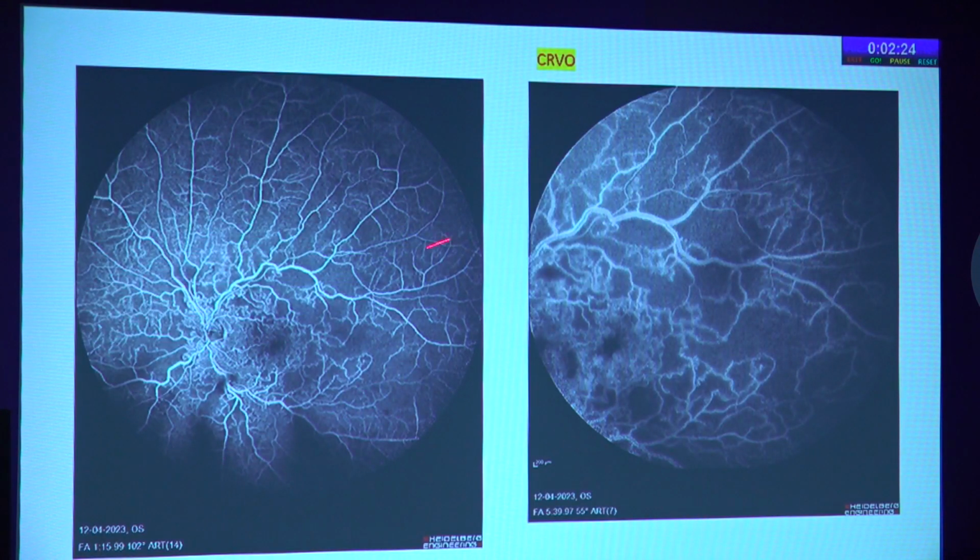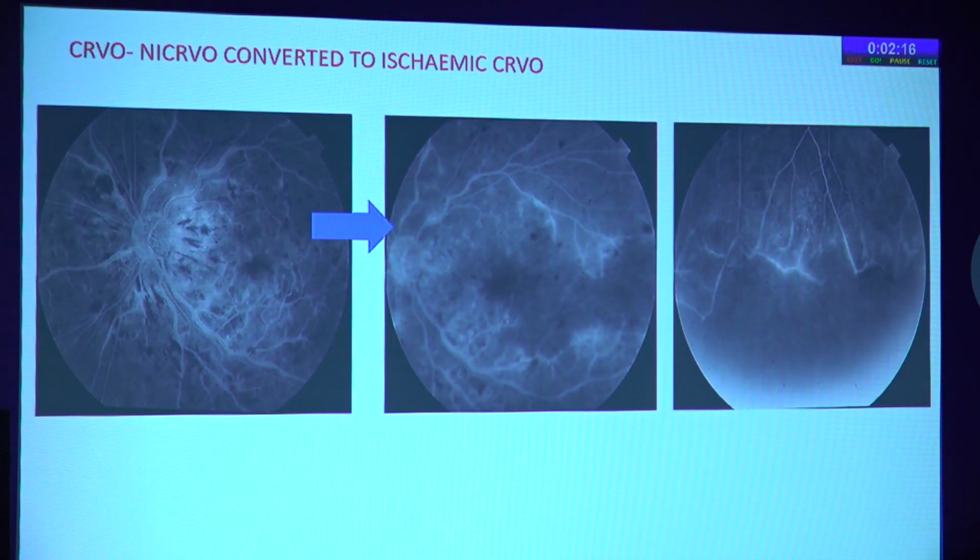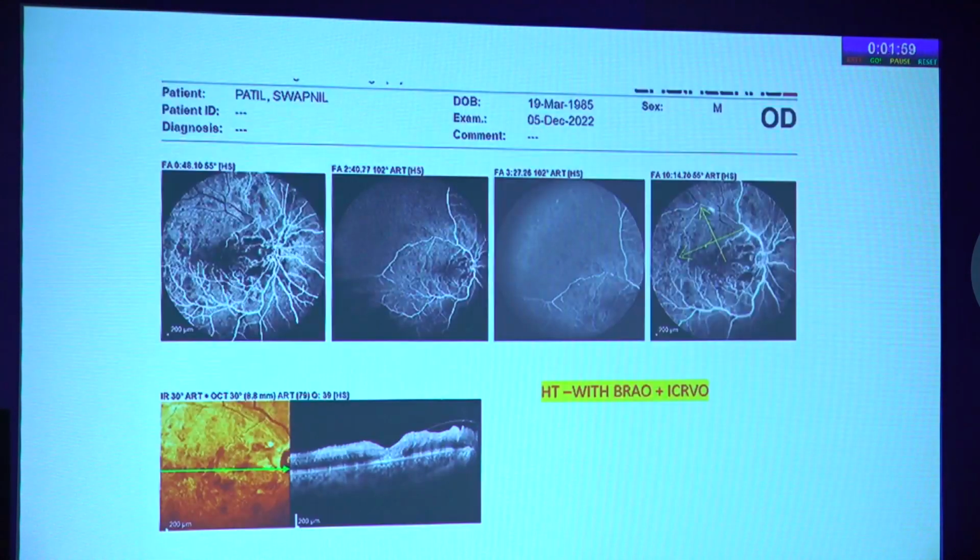This is again, you can see that there are so many non-perfused areas, even though we were treating it as a non-ischemic CRVO. But on ultra-wide field angiography, we are able to know now that there are still some ischemic areas. This was a non-ischemic CRVO. After a few days, he came with diminution of vision. Then we did the angiography. Now you can see that it has converted to ischemic CRVO.